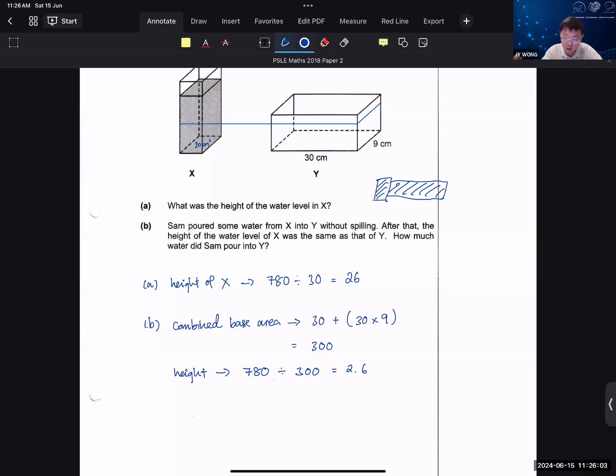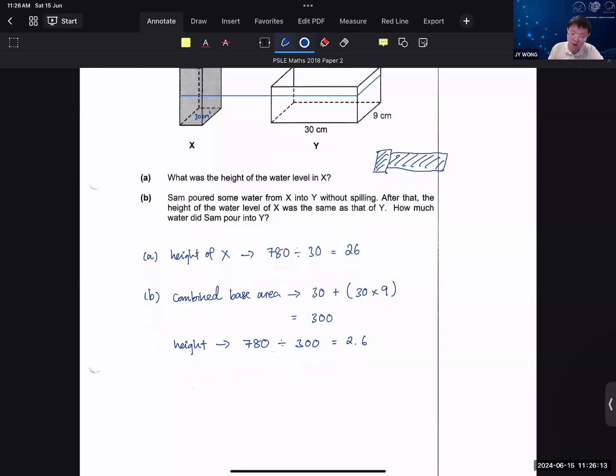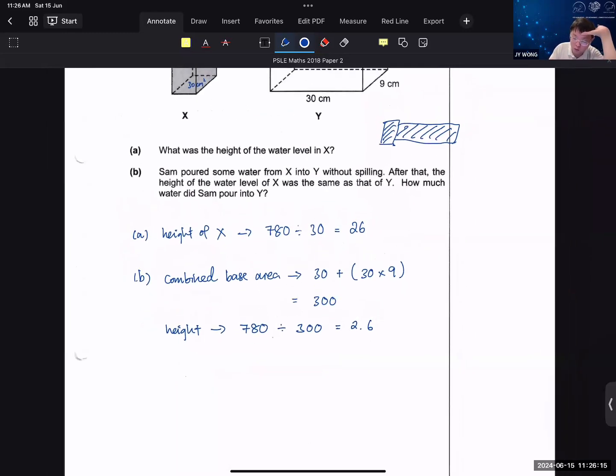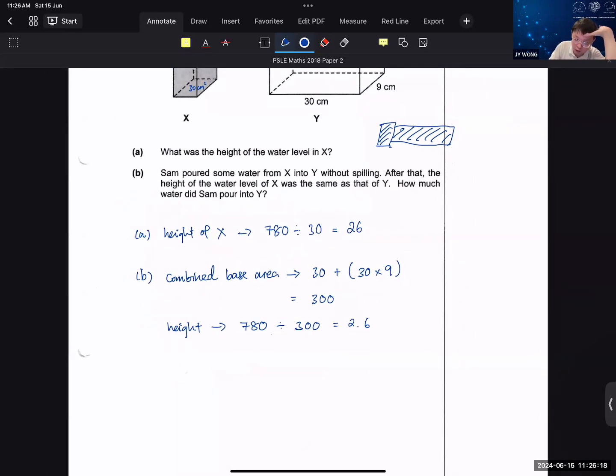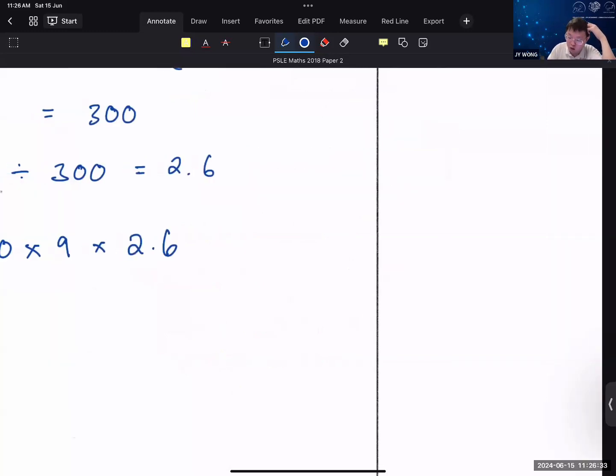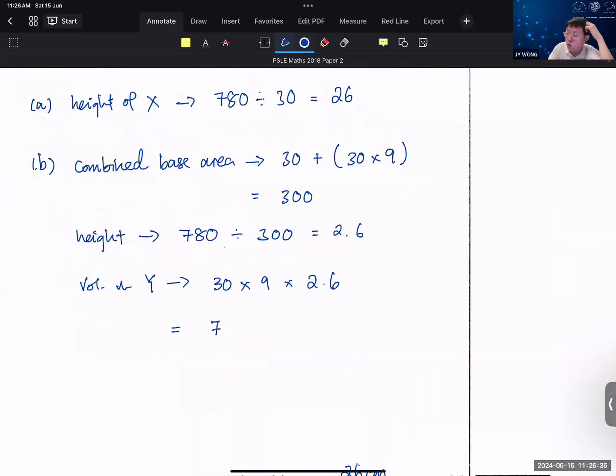So how much water did Sam pour into container Y? The amount of water in container Y obviously came just from the amount of water that was poured in. So to find the volume in Y, you take your base area for Y, which is 30 times 9, and then you times 2.6. And that is the amount of water that he would have poured into container Y.